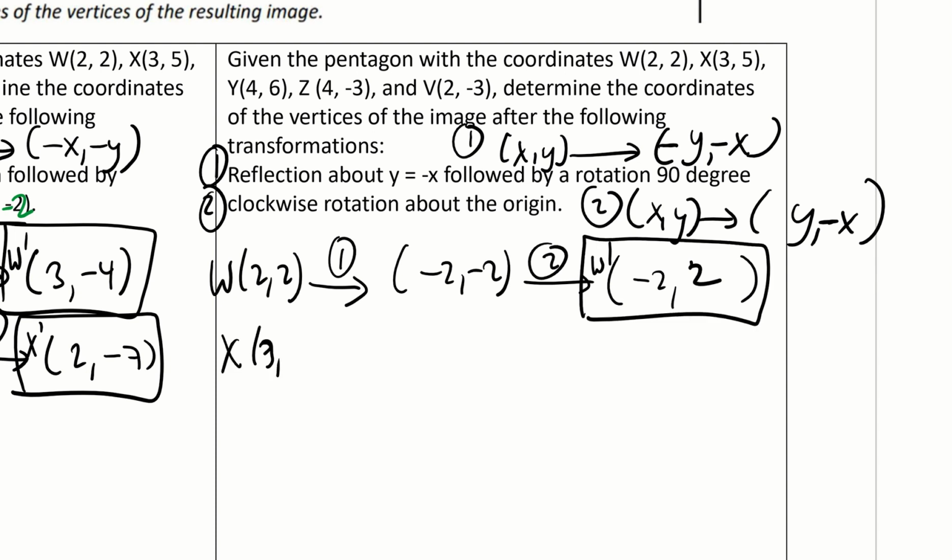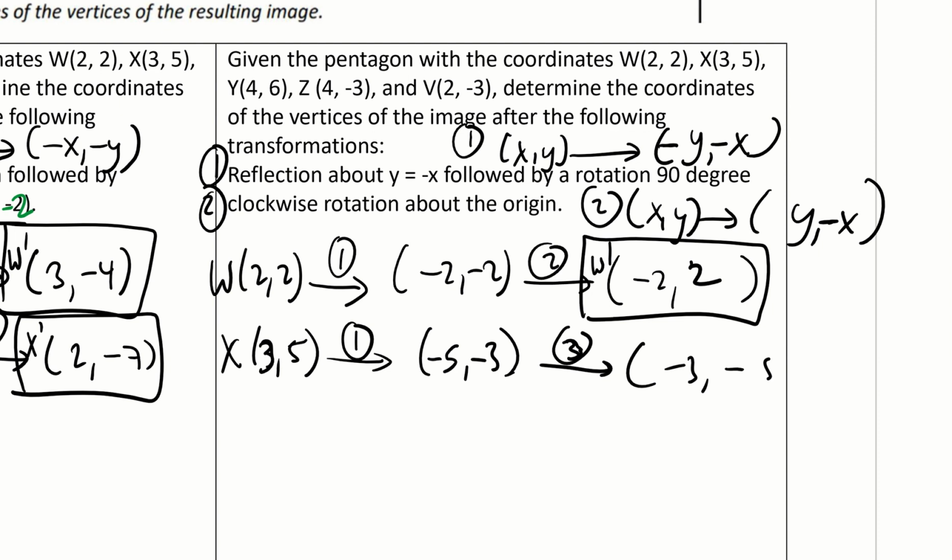Okay, so let's do X. X is (3, 5). So we're going to switch them and then negate. So you go (-5, -3). And then we're going to switch them again and then negate the second coordinate. But it's already negative, so the double negative turns positive.